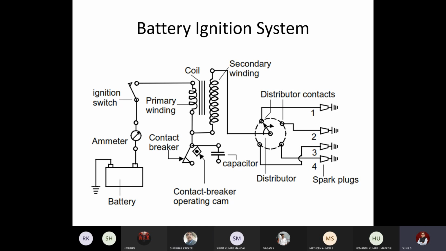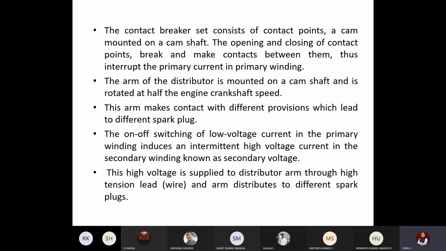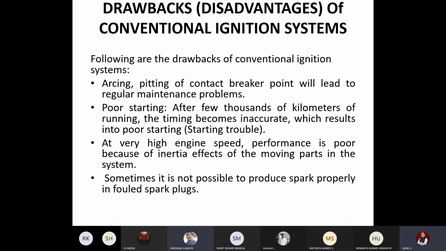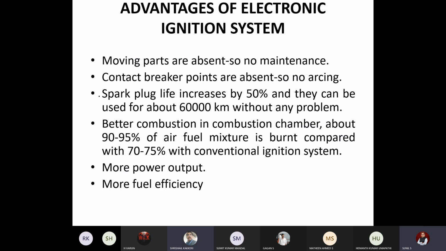These moving components will be replaced in the electronic ignition system, so that wear and tear will be lesser. So the vehicle can run up to 60,000 kilometers instead of 10 or 15,000 kilometers without any maintenance in the ignition system. That will be the major advantage of the electronic ignition system. Contact breaker points are absent, so making and breaking of the circuit will not be there, and there will be no arcing.